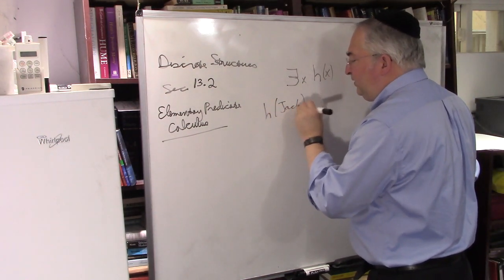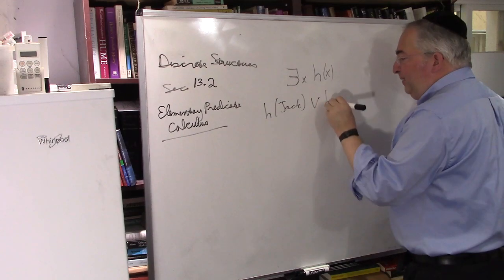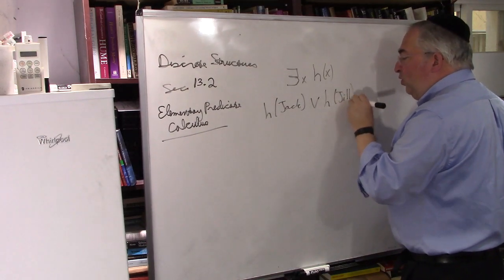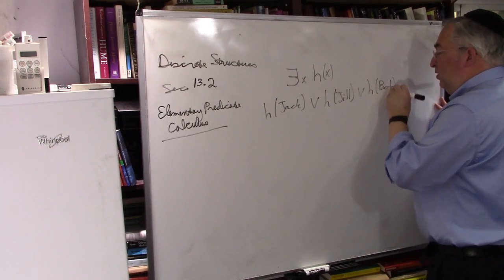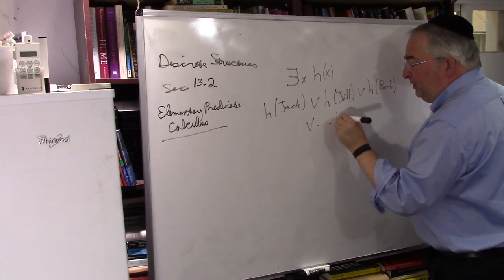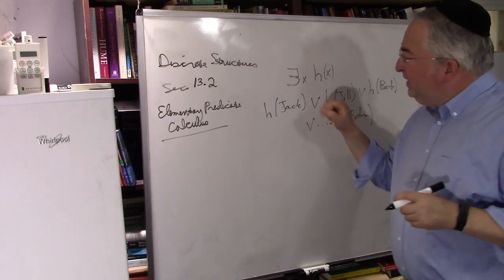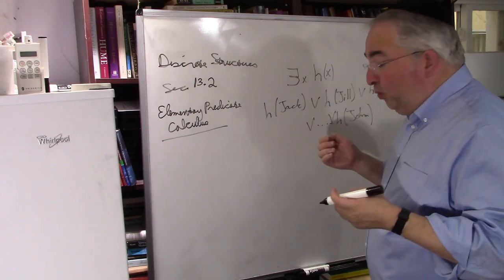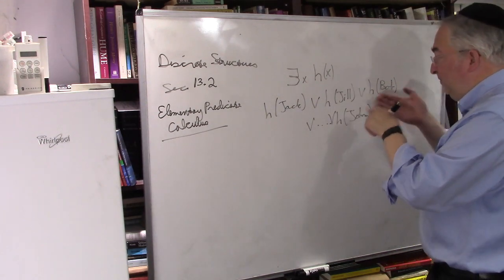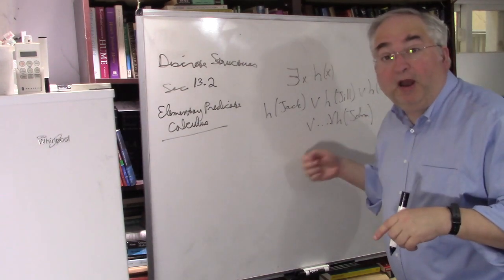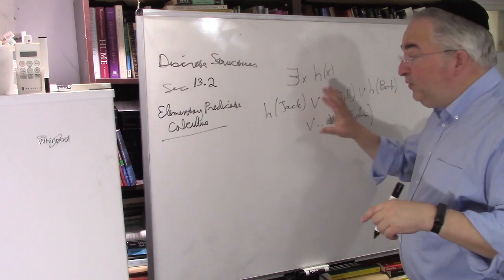Jack is happy, or Jill is happy, or Bob is happy, or John is happy. Okay, so saying there is somebody that is happy is the same thing as saying this person's happy, or this person's happy, or this person's happy, or this person's happy. It could be a few people that are happy, that's fine, but one or the other is happy.